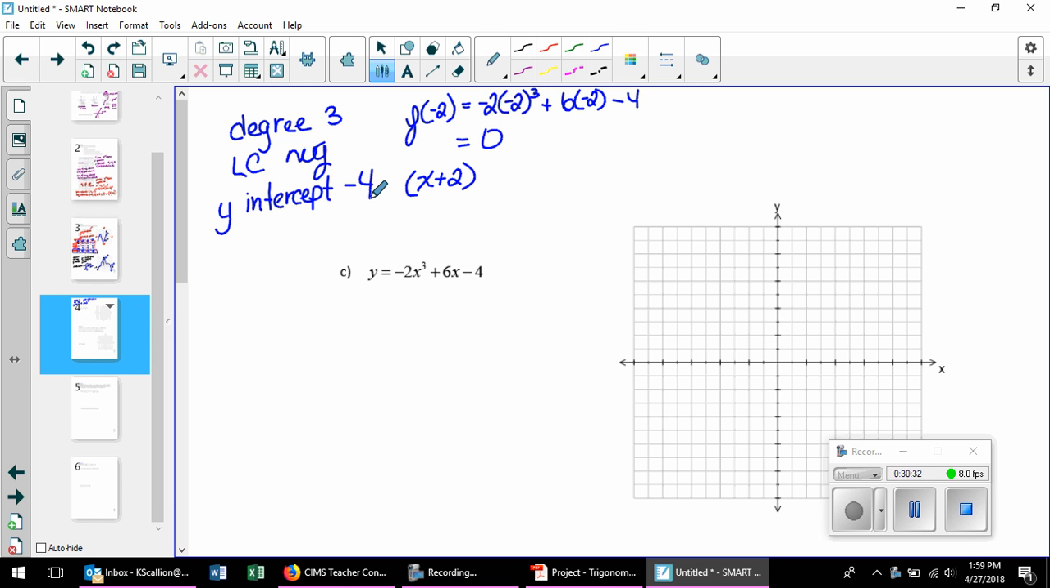Okay, so now I have this. I'm going to do synthetic division. So 2 on the outside. We need all places represented, so that's all the way to the constant as well. That tripped somebody up on the quiz.